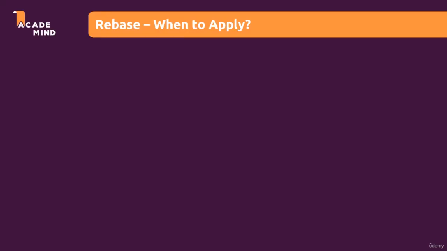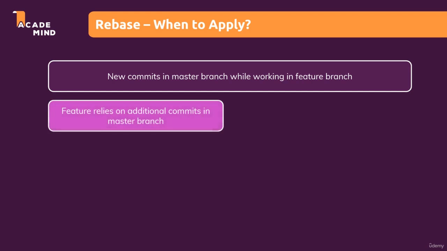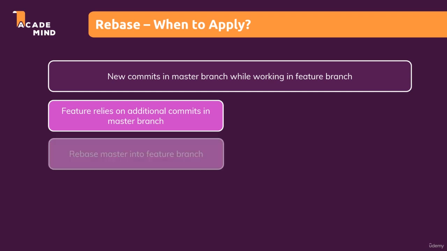So when could I apply the rebase? Well, every time you have new commits in the master branch while you are working in the feature branch. That's a general thing when you could consider the rebase. If your feature relies on additional commits in the master branch, so if these new commits are important for you, well, then you can rebase the master branch into the feature branch. This will not affect your master branch, of course, but it will affect the ID of the commits you have in your feature branch. You just saw that in the example.